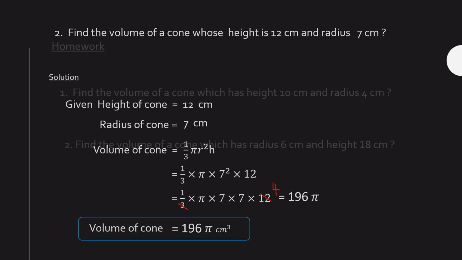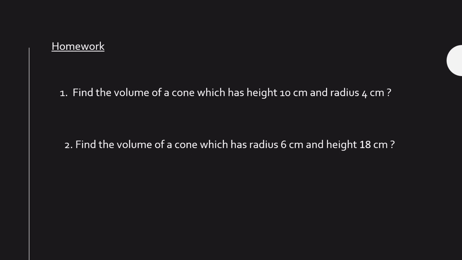Okay. You have 2 homework questions. All of you must do this. Okay. And I am giving you an extra activity that try to make a cone and cylinder of same height and same radius. And do the experiment that you have seen in the video and check whether the volume of cone is 1 by 3rd of the volume of cylinder. Okay, I will ask you that in the next class.